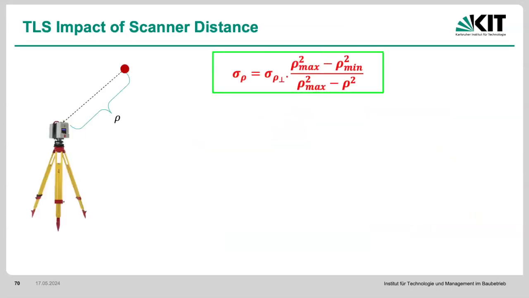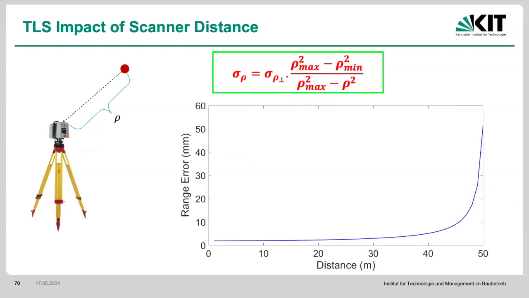Okay, the scanner distance, there's a formulation. That means that the farther the point is from your scanner, the worse it's going to be with respect to the standard deviation of your range. It's going to be related to how far you are. Technically, if you're at rho max, this is going to basically be infinity. That's what that means. Obviously, it's not going to be as much, right? So this is what you're going to be having.